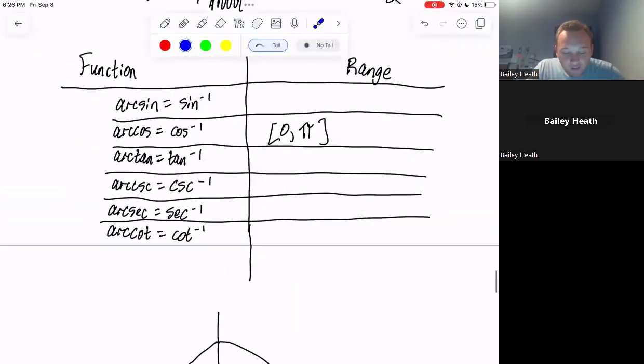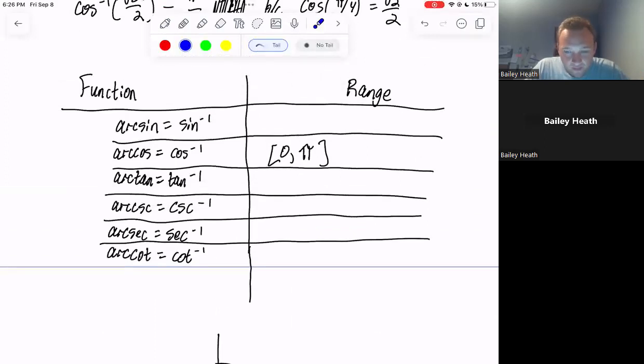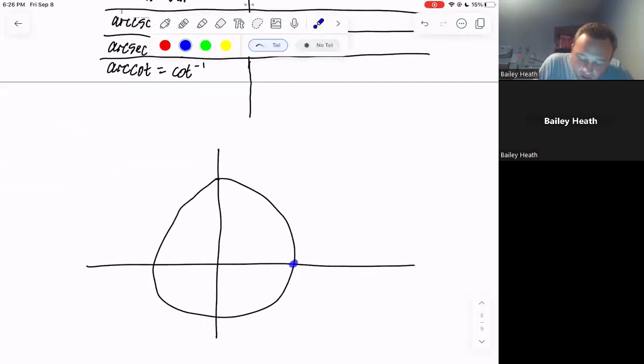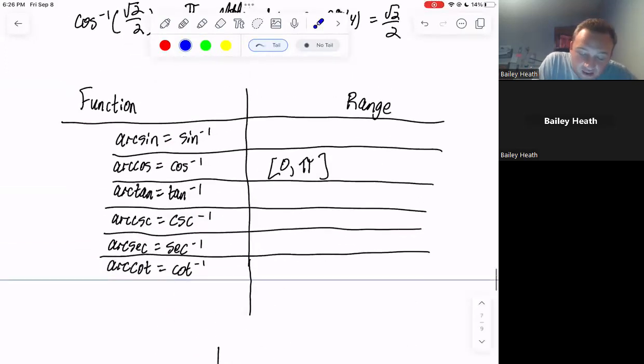So for example, for arc sine or sine inverse, it wouldn't make sense for us to choose the range from 0 to pi because these two points have the same y value, the same value of sine, right? This point here and here, they have the same y value. Plus, we don't get every y value. We don't get the negative y values with that range. So for sine, we choose the range from negative pi over 2 on up to positive pi over 2 because we get every sine value exactly once.